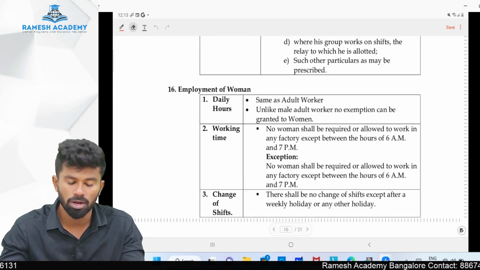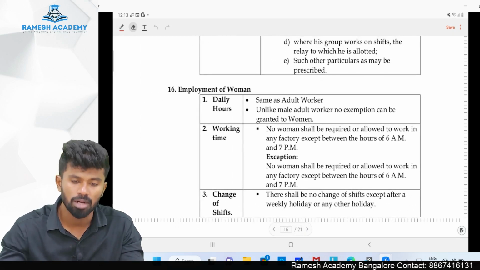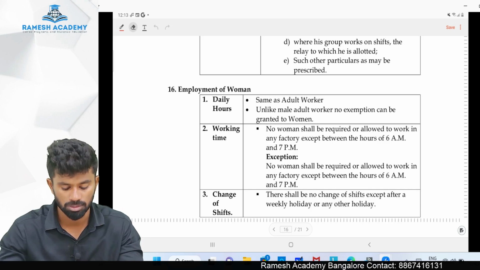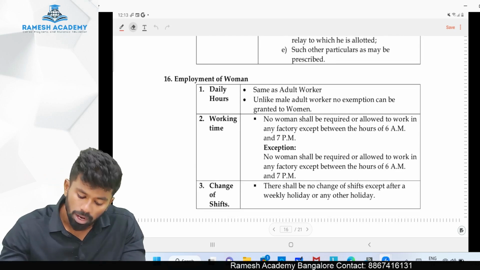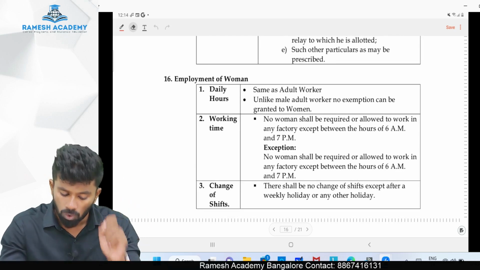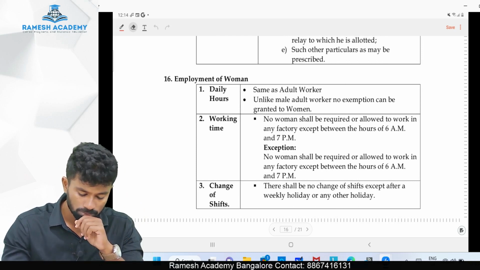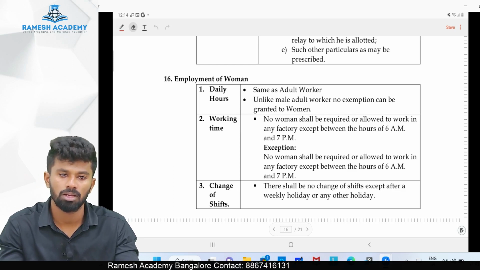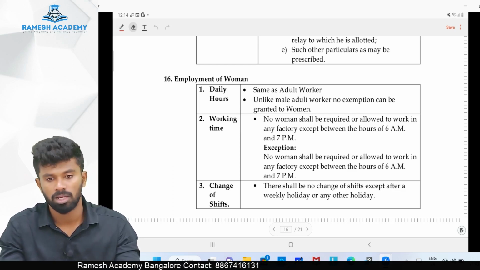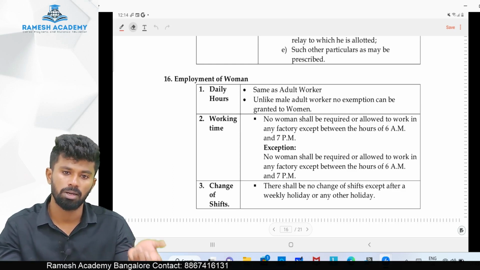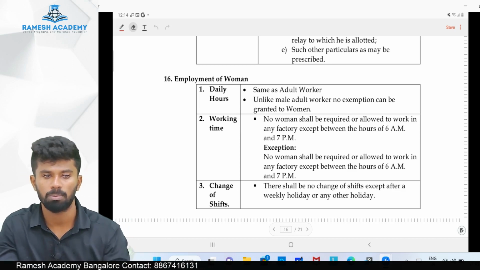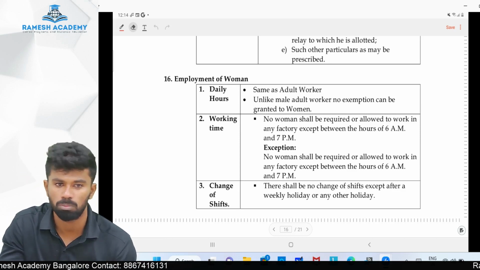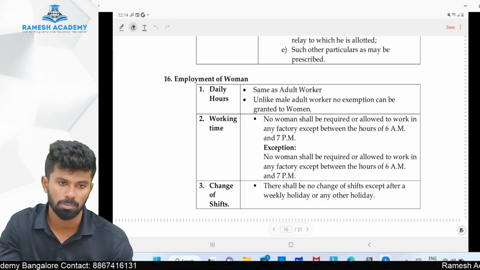Next one, employment of women. Can women be employed? Yes. Daily hours same as adult worker, 9 hours. Unlike a male adult worker, no exemption can be granted to whom? Women. Means there are exceptional cases where a male person can work and get extra payment, double payment. But there is no question of double payment for whom? Women. Women cannot be made to work beyond the prescribed number of hours.